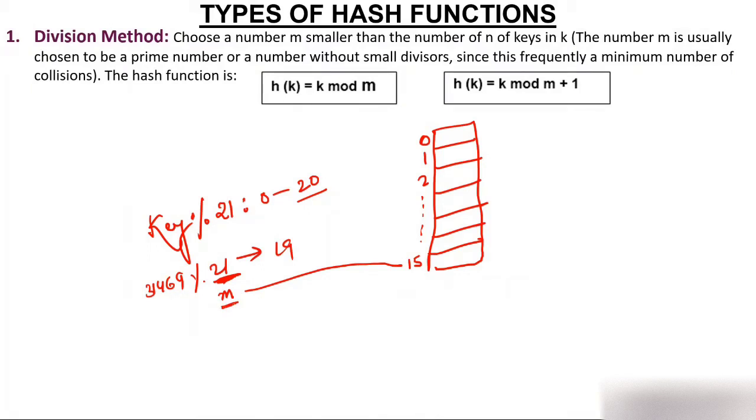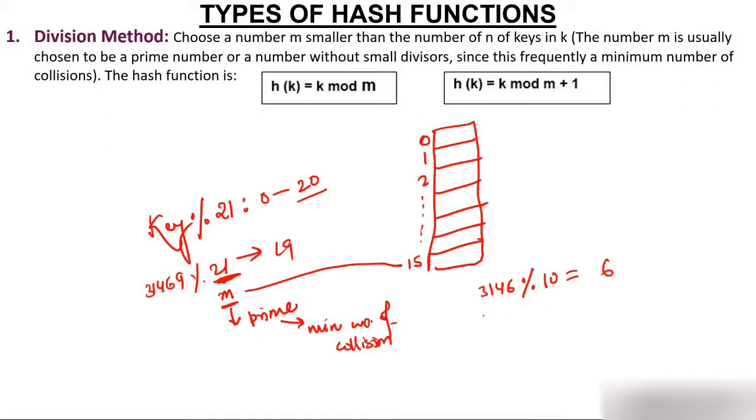It is always recommended to choose this m value as a prime number, because a prime number will give you the minimum number of collisions. Why? I'm giving you an example. Suppose you want to store 3146 and you are taking M as 10. What value will you get?